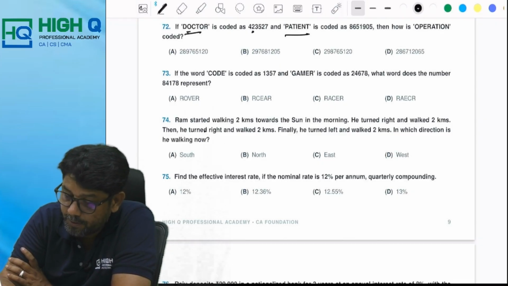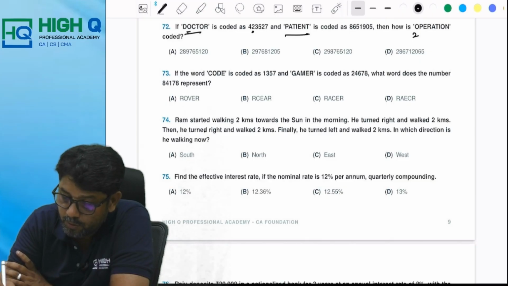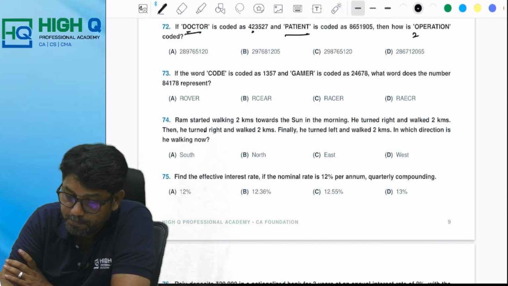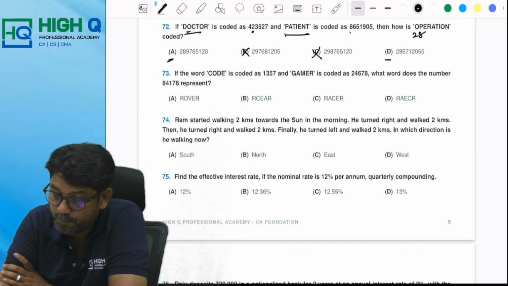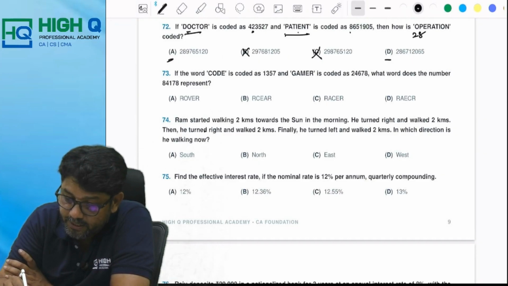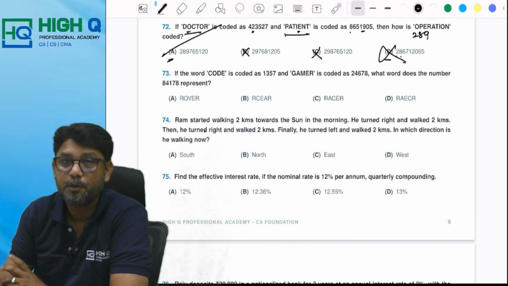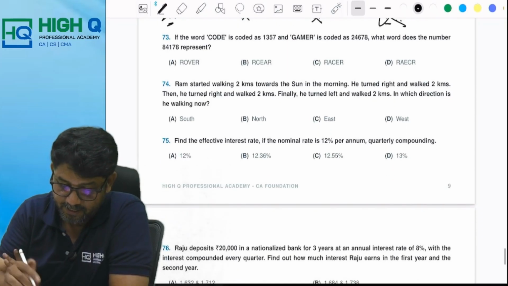O, where is O here? Second letter is O, second digit is 2. So let me take 2. Here, how many options start with 2? I think everything. Next, P. Where is P? P, first letter, is 8. Okay, 2, 8. So option D possible, C not possible, B not possible, option A possible. Okay, E. Where is E? E is here, 9. So 2, 8, 9. 2, 8, 6. Option D not possible. 2, 8 and option A possible.